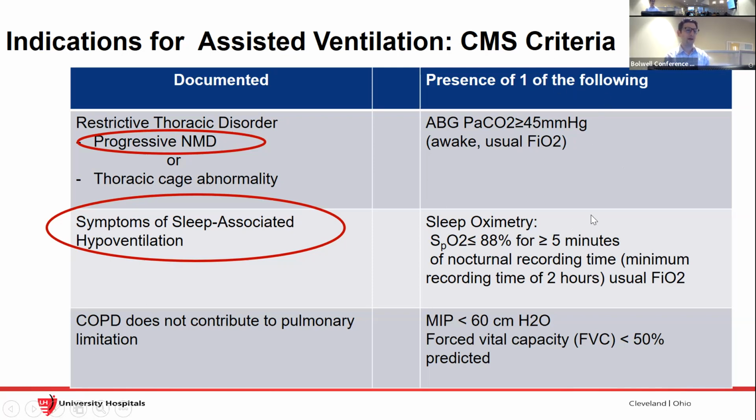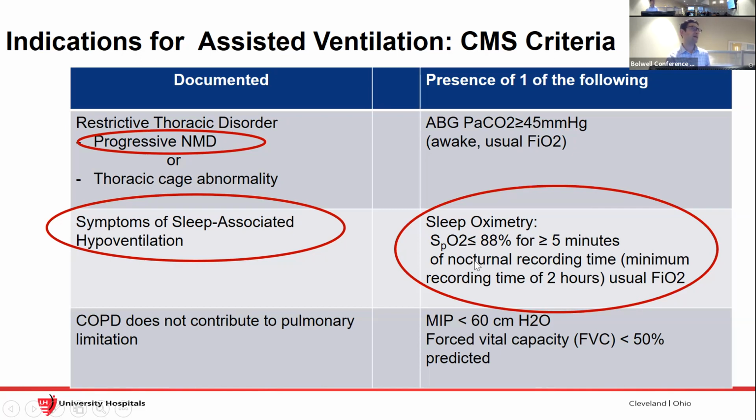And then presence of one of the following in the right-hand column. Either an ABG with a PaCO2 above 45 while they're awake on their usual FiO2, sleep oximetry with SpO2 88% or below for 5 minutes or more, with a minimum of 2 hours of recording time, or a MIP of less than 60 or FVC less than 50. And if you recall our multiple choice question, the patient with Duchenne's had progressive neuromuscular disease, he was having headaches, he had sleep-associated hypoventilation symptoms, and he had SpO2 of less than 88, in our example for 10 minutes. So that's why he would qualify based on the CMS criteria.